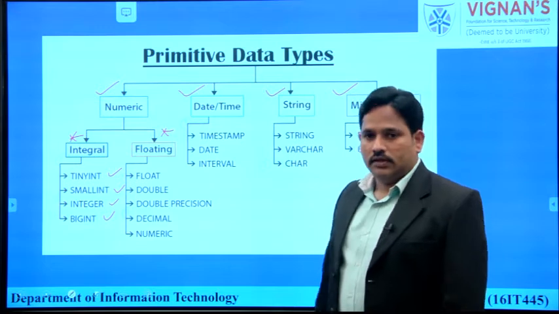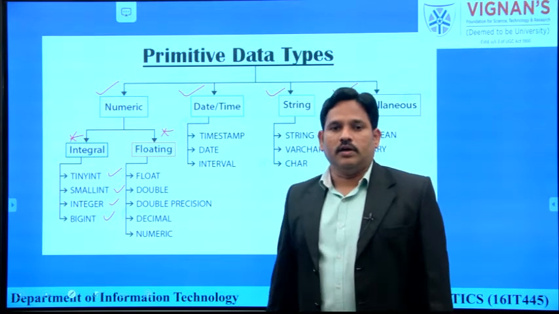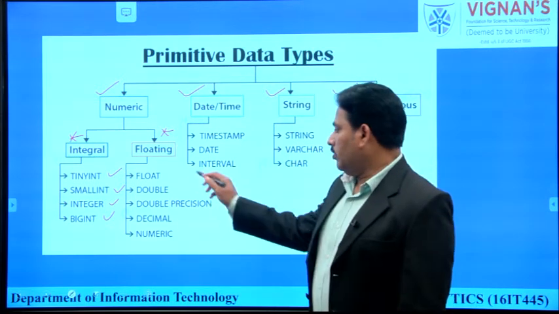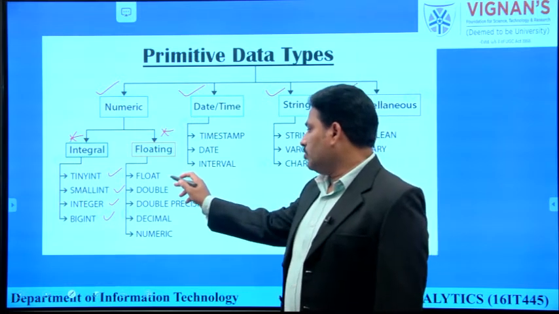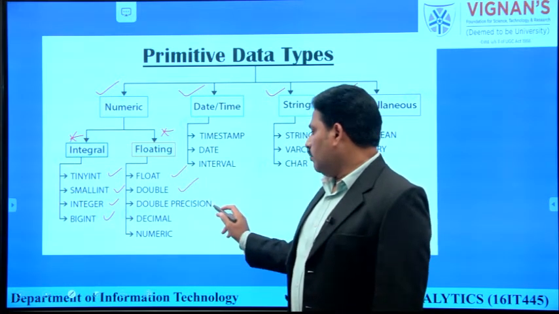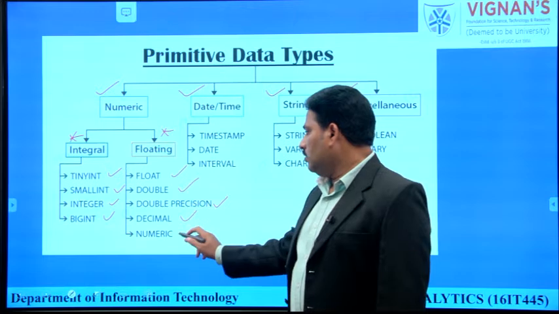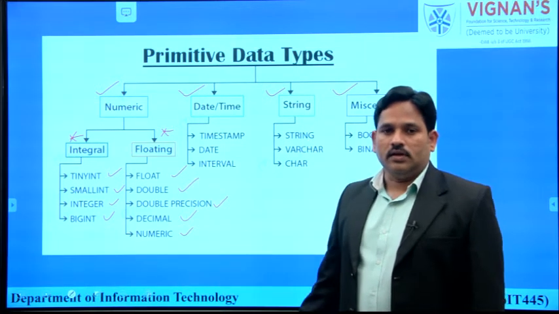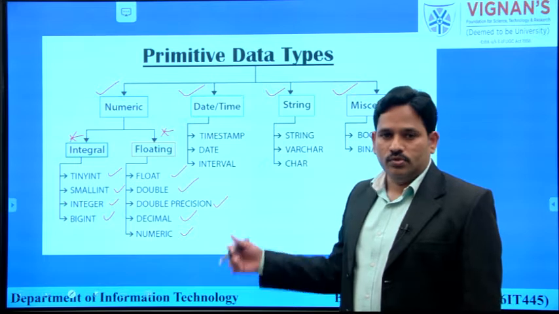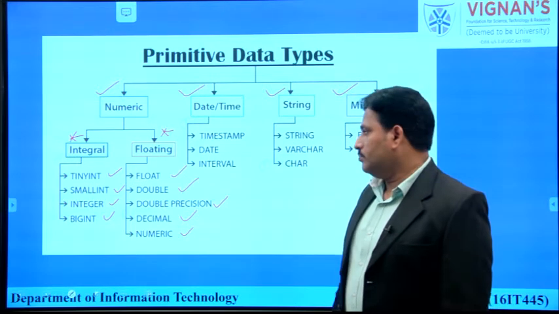To represent decimal values and the decimal portion of content, we can go for floating point. Under the float data type we have float, double precision, decimal, and numeric. These are the various data types that we can use under the floating type.